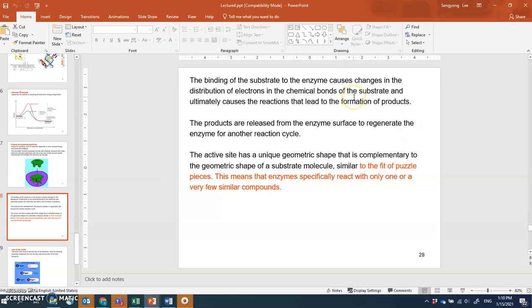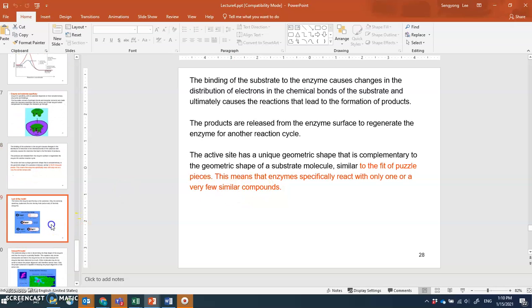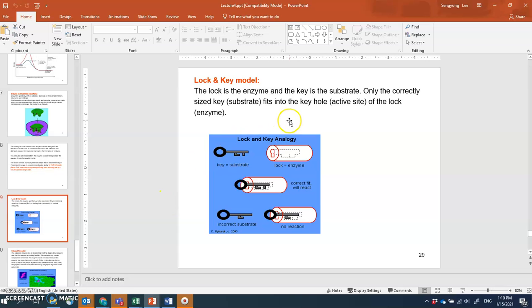So the binding of the substrate to the enzyme causes a change in the distribution of electrons in the chemical bonds of the substrate, and ultimately causes the reaction that leads to formation of product. Right? That's what I just said. So the active site has a unique geometric shape that is complementary to the geometric shape of a substrate molecule. Of course, that's the fitness we're talking about, similar to the fit of puzzle pieces. And this means the enzyme specifically reacts with only one or very few molecules that have very similar structure. That's the specificity we talk about when you describe the enzyme and substrate interaction.